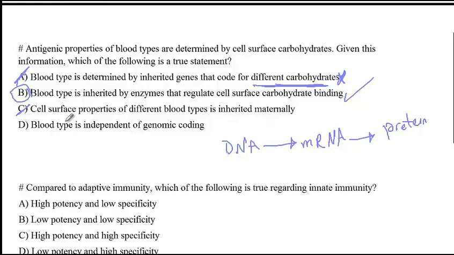Blood type is independent of genomic coding, and that's incorrect. Our blood type is being inherited from parents to children.